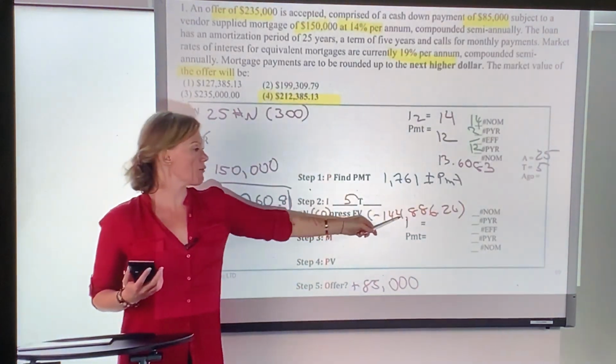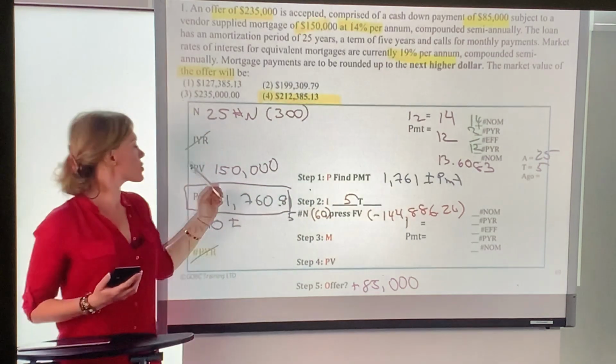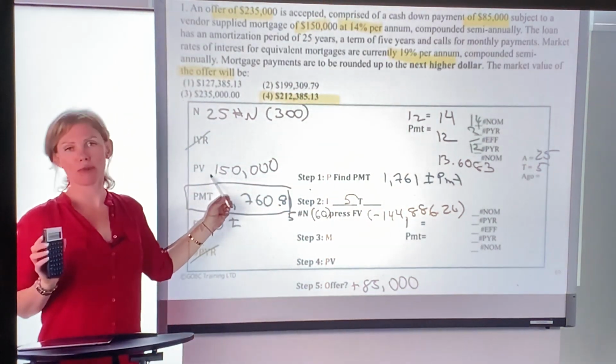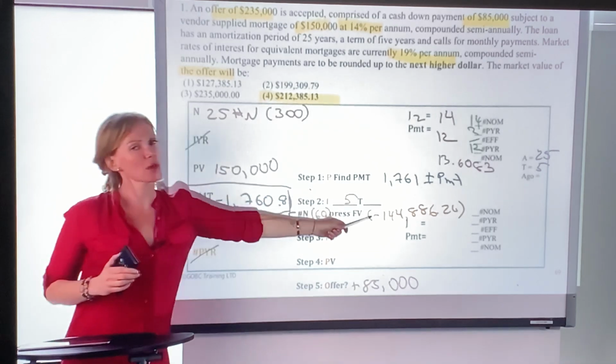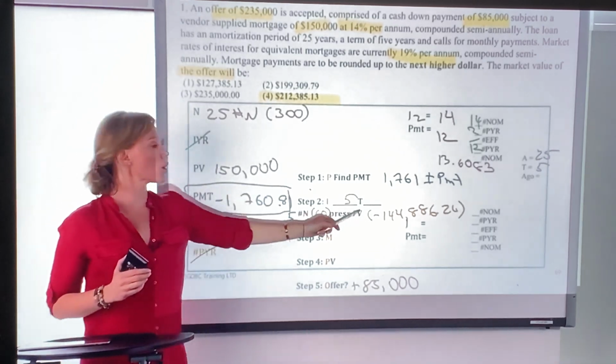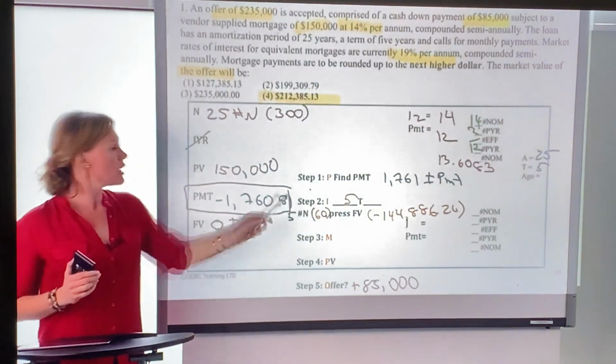Mine came up as 144,886.24. So my future value right now is lower than my present value. So I know I've done a good job. Why does it have to be lower? Because you already paid some money in those 5 years, and now you owe them a lower amount than what you started with. So step number 2 is finished.